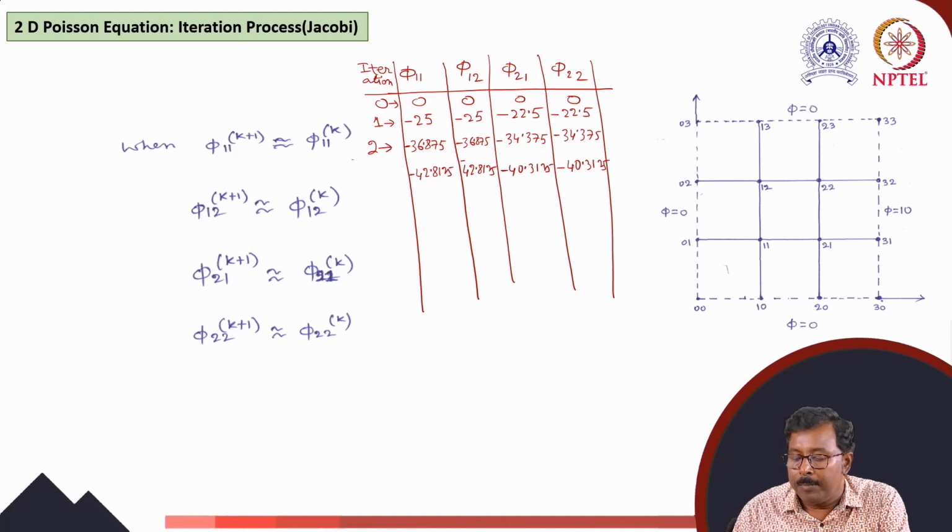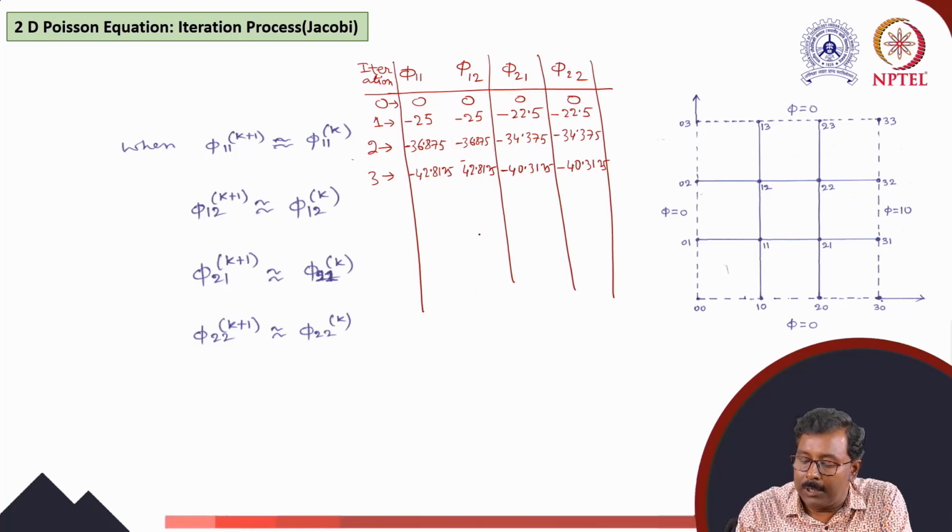So you observe the change in the values. Still there is a huge change, minus 36, minus 42. So you have to continue until you get almost the same value for two successive iterations. It is difficult to calculate by hand now, that's why I am not showing, but you remember this is the value we have to compute in computer programming.